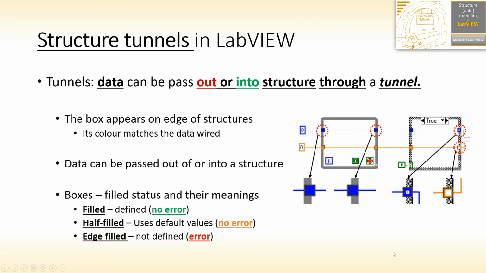This way you can take data from one structure to another structure, and from inside the structure to outside the structure. So you have to take care of these kinds of square blocks. It should not be empty only. It should be either half filled or completely filled, when you want to pass in or pass out the data from the structure.